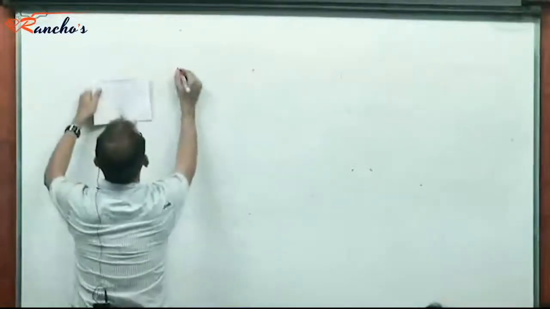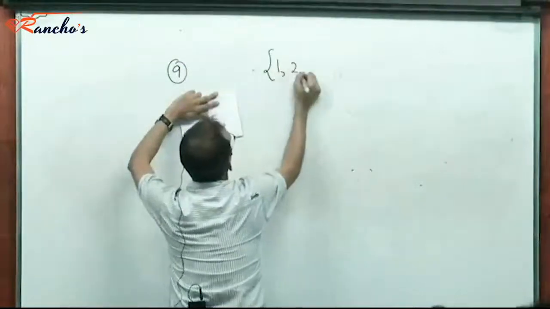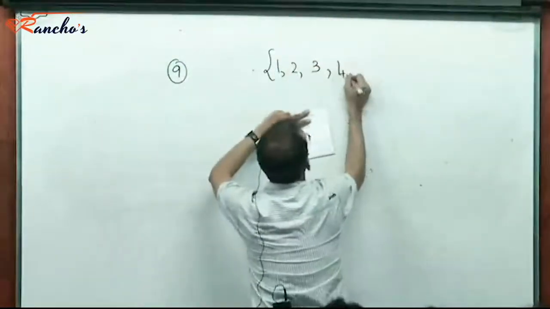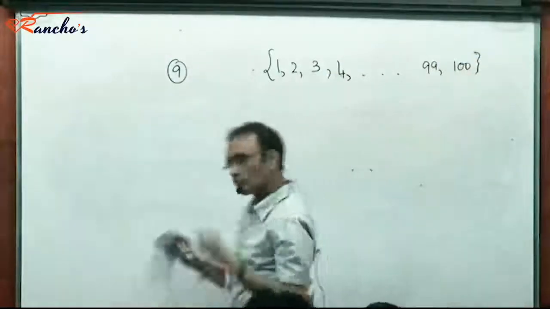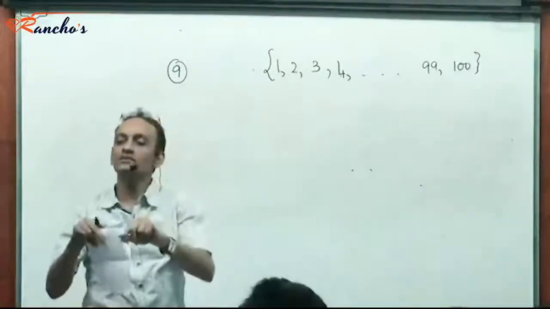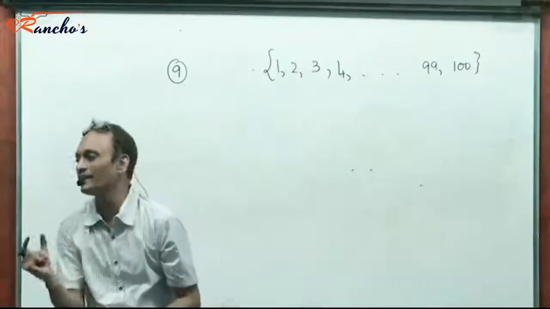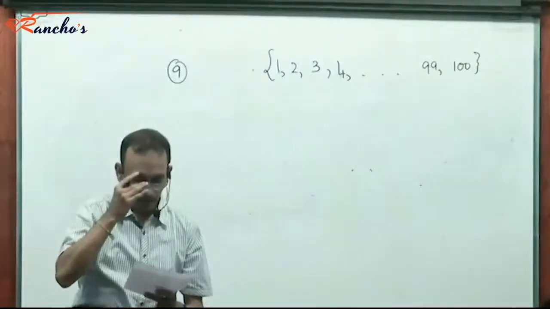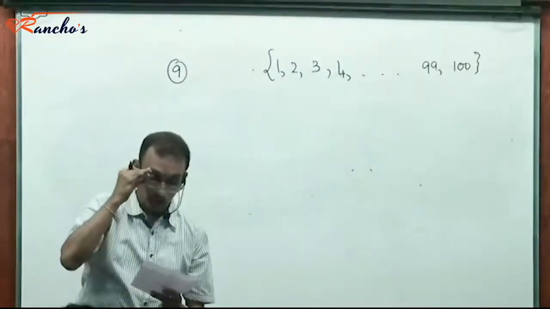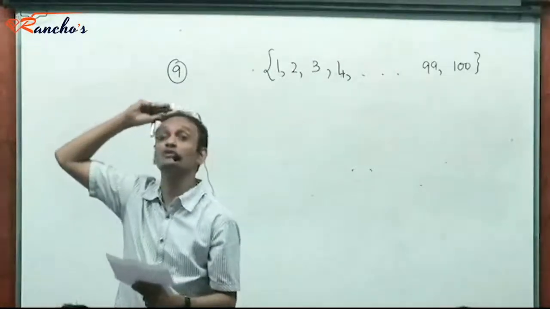Two-factor products. In problem 9, see, we have the following numbers: 1, 2, 3, 4, up to 99, 100. These are the numbers given to you, right? And you want to select two numbers and multiply them. That's a two-factor product. You want to select two numbers from these and multiply them. That's a two-factor product, right? But we want to find only those two-factor products that are multiples of 3.